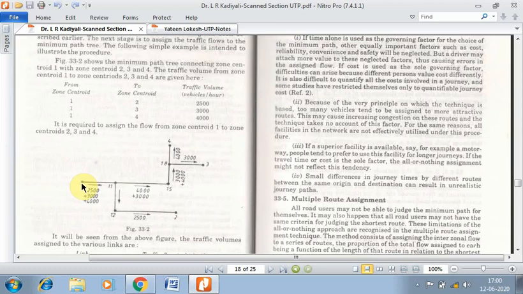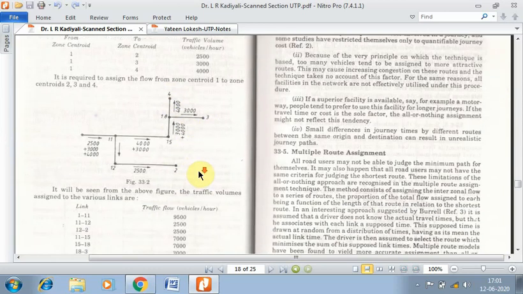Okay, so from 1 to 2 in this table you can see there are 2500 vehicles per hour which are expected to move. Similarly, from zone centroid 1 to zone centroid 3, there are 3000 vehicles expected to move. And on the other hand, from 1 to 4, there are 4000 vehicles per hour which are expected to move. So it is required to assign the flow from zone centroid 1 to zone centroids 2, 3 and 4. That is our job.